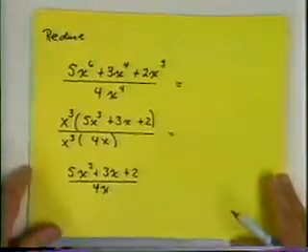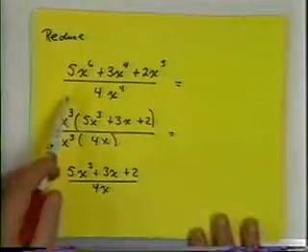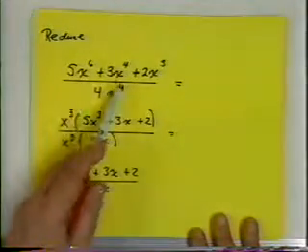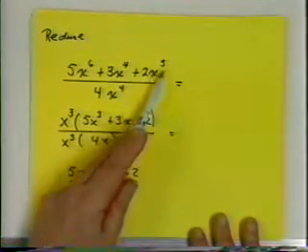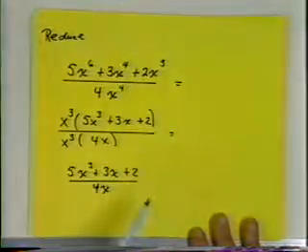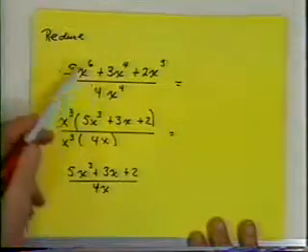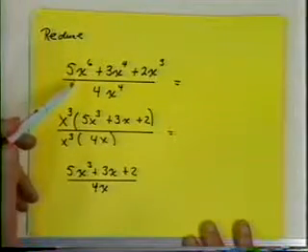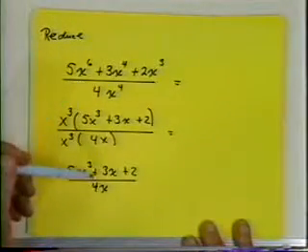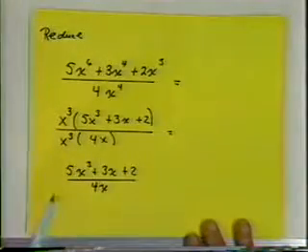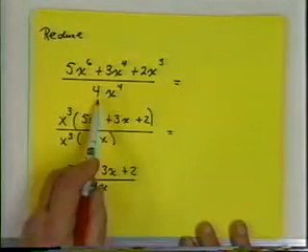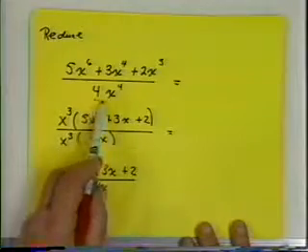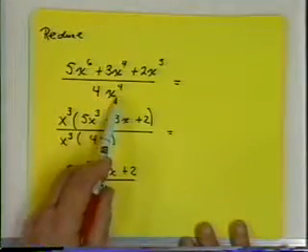For example, here's a fairly complicated expression. 5x to the sixth plus 3x to the fourth plus 2x to the third over 4x to the fourth. Okay? This is an algebraic fraction. Now, how do you reduce fractions? If there's a common factor in both the top and the bottom, we can cancel it. Now, the key word is factor. See, for example, is the 4 over here multiplying the entire denominator? Yes.